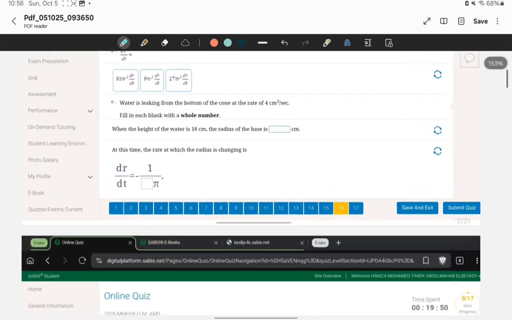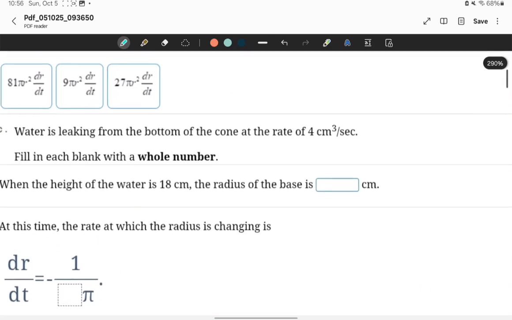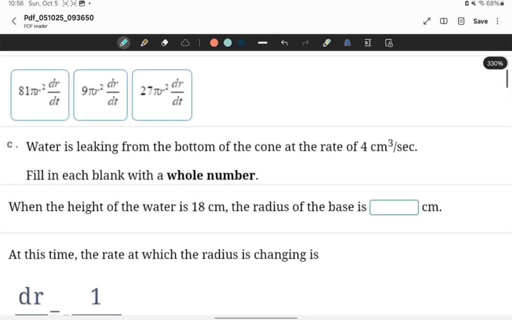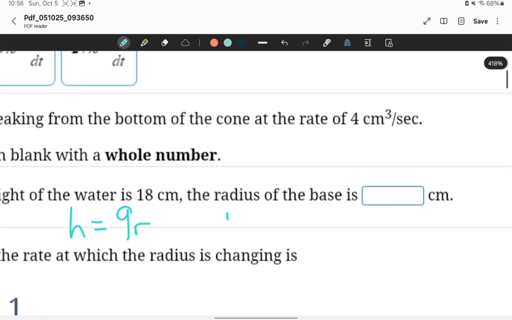Okay, this next part: when the height of the water is 18 centimeters, what is the radius of the base? Remember they told us the height is equal to 9 times r. Now they're telling us that the height is 18, which is equal to 9 times r. So r is equal to 2.